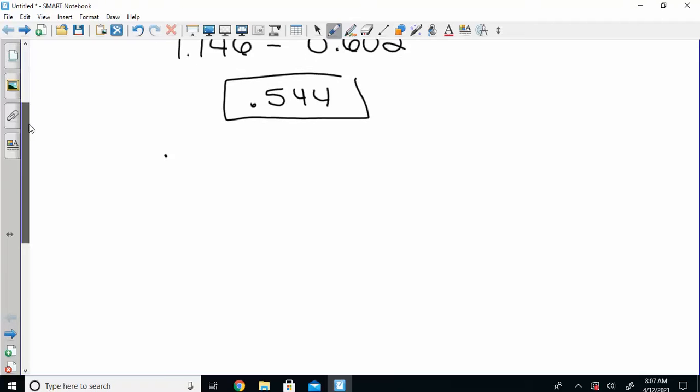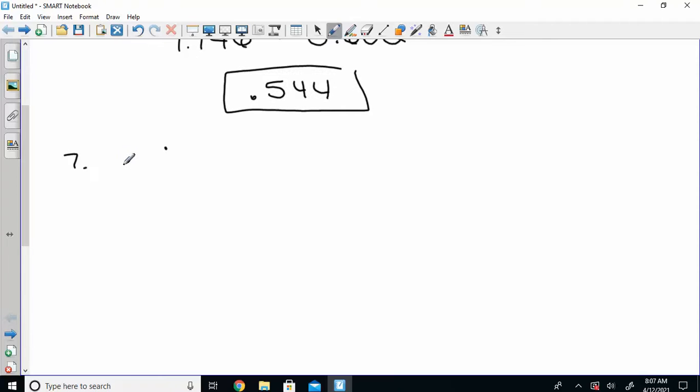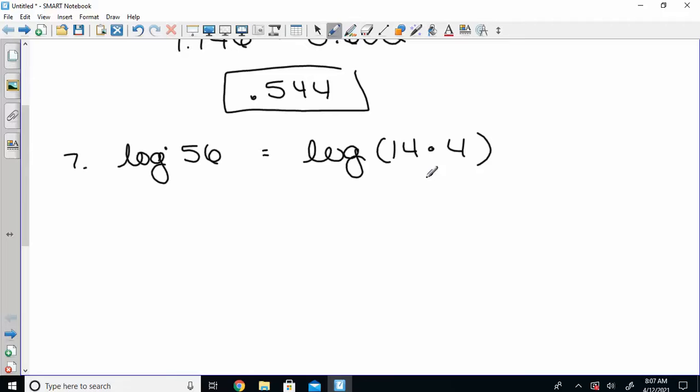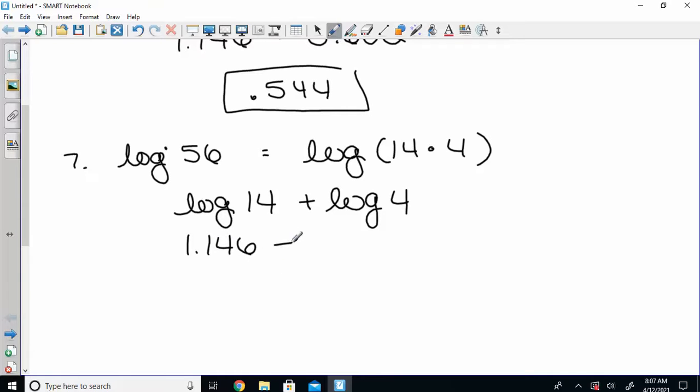So number 7, same idea. I expect some work for this. How would I rewrite 56? Properties of logs, if we have things multiplied, we can do the log of each one added together. So the log of 14 is 1.146 plus the log of 4 is 0.602. Add those together and you get 1.748.